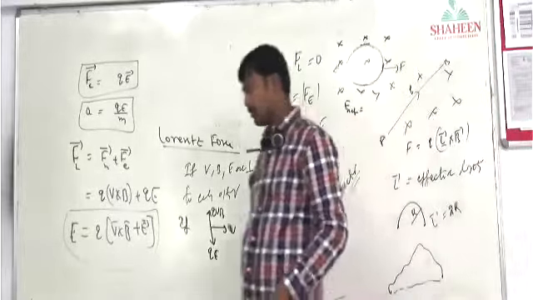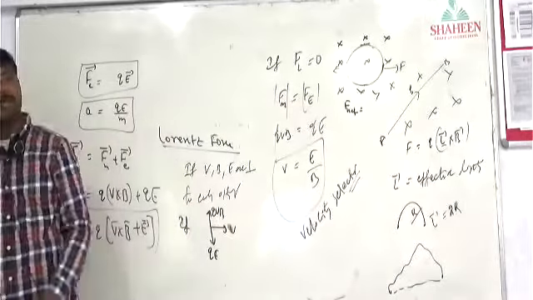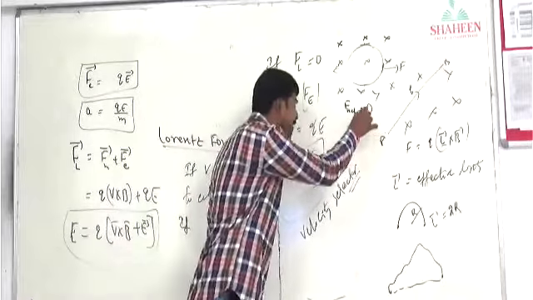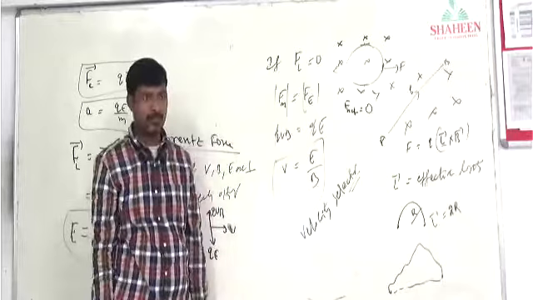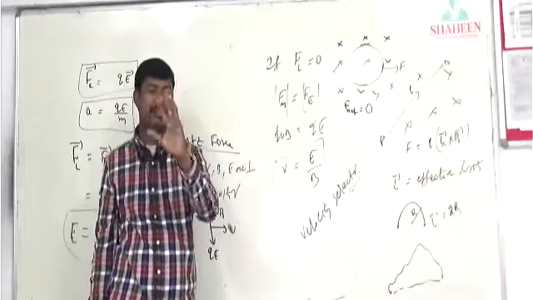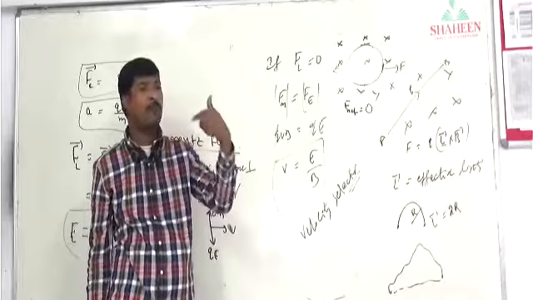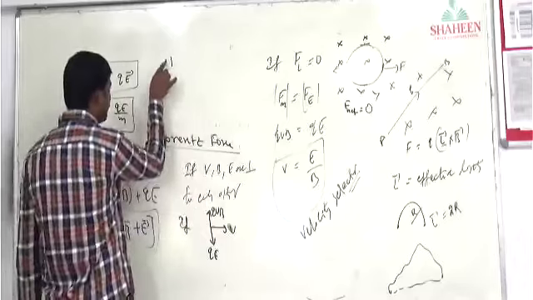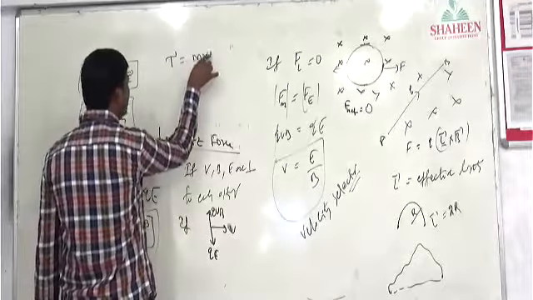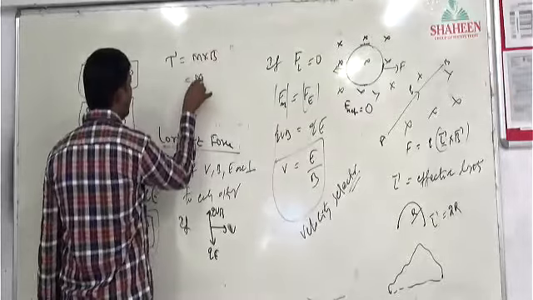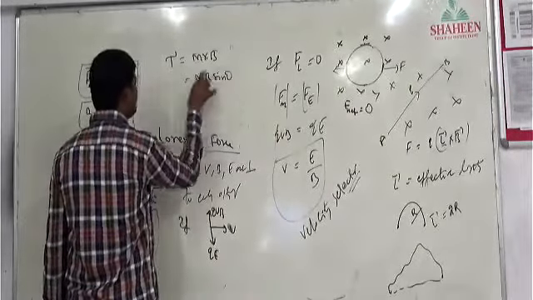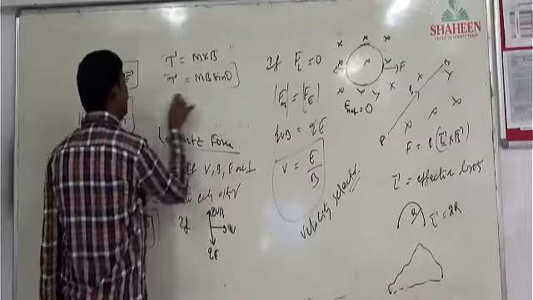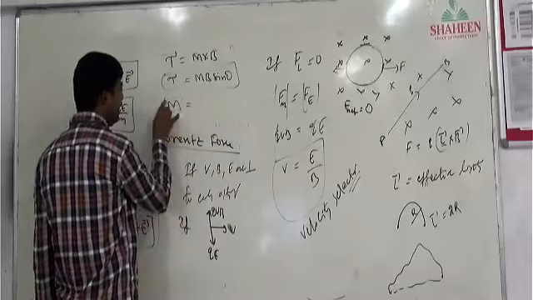Rotation means torque. That means for a current carrying loop kept in a magnetic field, F net will be 0, but tau will appear. Tau means torque, the rotational effect. So due to this torque, the loop will rotate in a magnetic field. Torque is basically M cross B, or MB sin theta. Correct? What is M here? Magnetic moment.